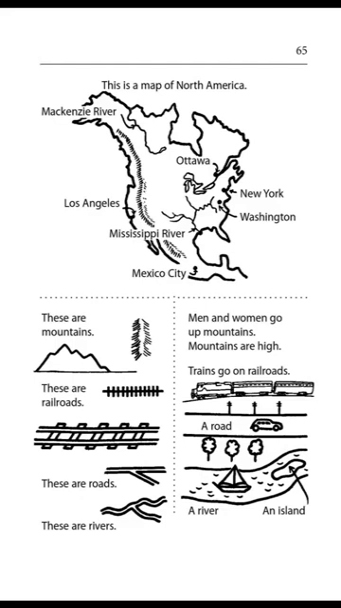Page 65. This is a map of North America. Mackenzie River, Los Angeles, Mississippi River, Mexico City, Ottawa, New York, Washington. These are mountains. These are railroads. These are roads. These are rivers. Men and women go up mountains. Mountains are high. Trains go on railroads, a road, a river, an island.